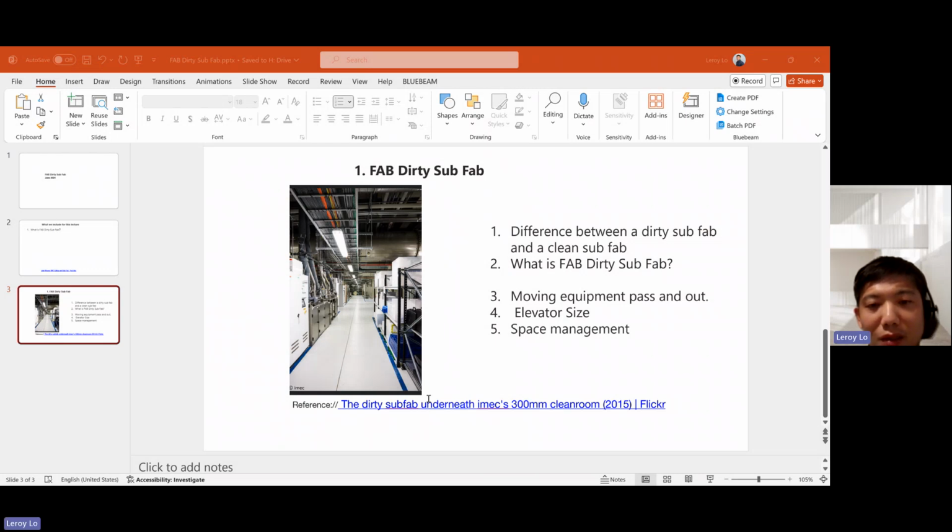And space management, again, because it's important. There are a lot of utilities that need to be installed, and I have an example showing the exhaust piping, process piping, ducting, electrical, and telecom, all of which need to be fitted into this dirty sub fab space. A lot of utilities need to come from this dirty sub fab and then back up to the clean room, then to the main and then to the lateral. So there's a lot of work, as you can imagine.